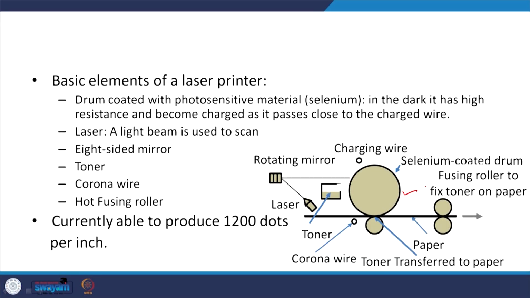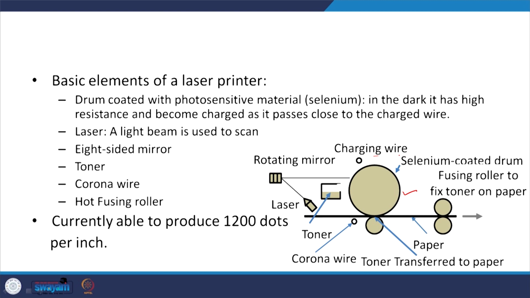Next, let us look at the laser printer. The basic element of a laser printer is a drum, basically this one, which is coated with photosensitive materials such as selenium. In the dark it has high resistance and becomes charged as it passes close to the charged wire. So, as it passes near the charging wire, it becomes charged.